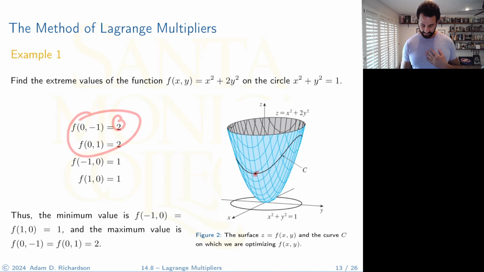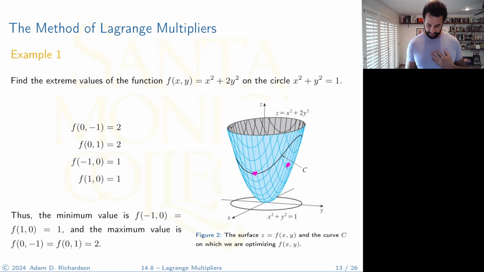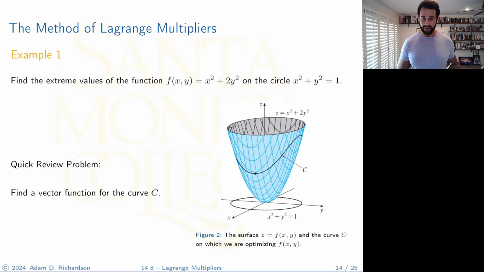So there's the minimum. There's another one on the other side you can't see. Here's a minimum, and there's another one over here. Here's a maximum, and then there's another one over here. Those are the values we just found using this technique, right? So not too bad, right? Not too bad.